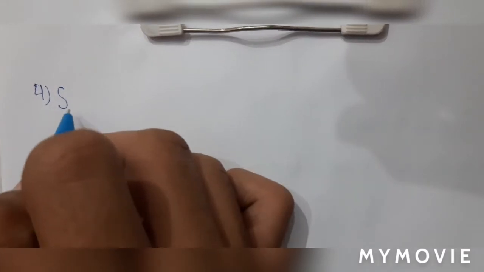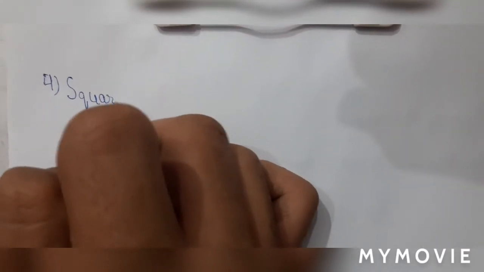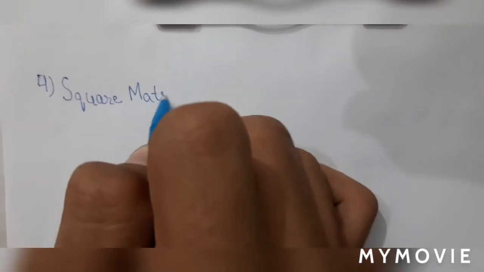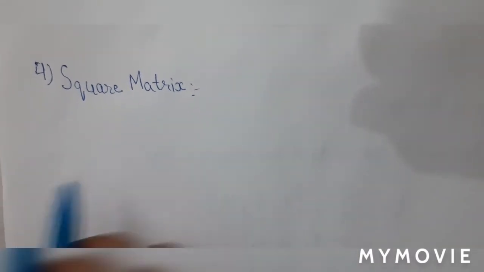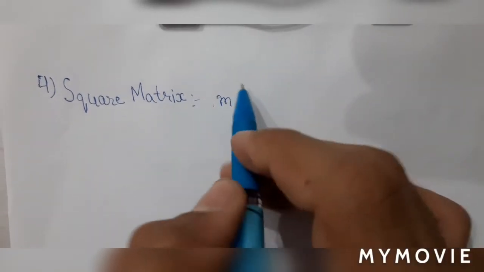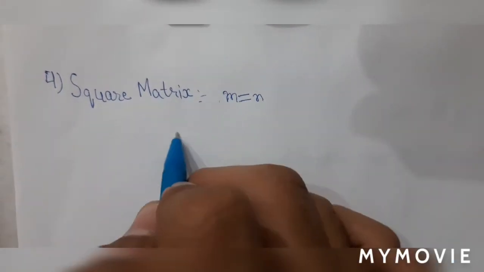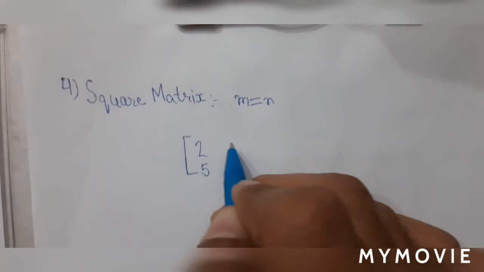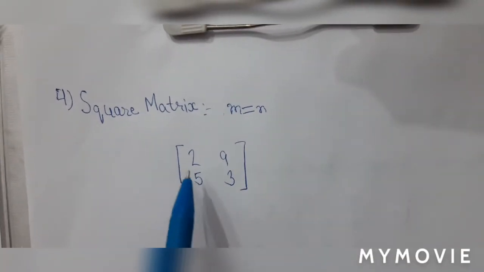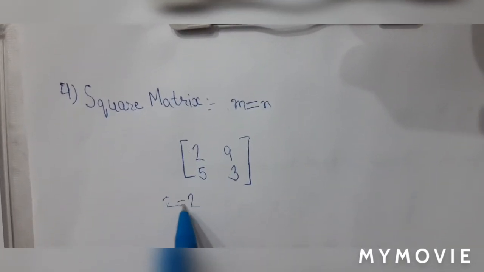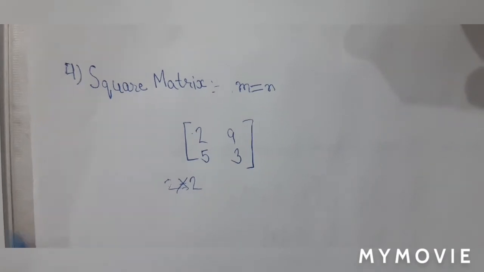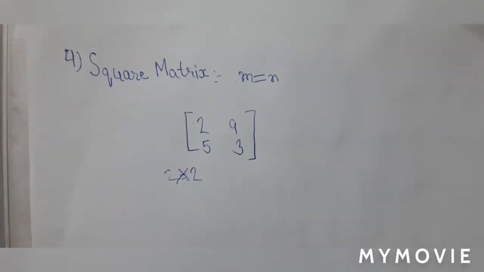So the next comes the square matrix. Square matrix is the opposite of a rectangular matrix. In this matrix m and n are equal. For example 2 5 9 3. Here the number of rows is 2 and the number of columns is also 2, so they are equal. So it is a 2 into 2 matrix, or you can call it a square matrix.